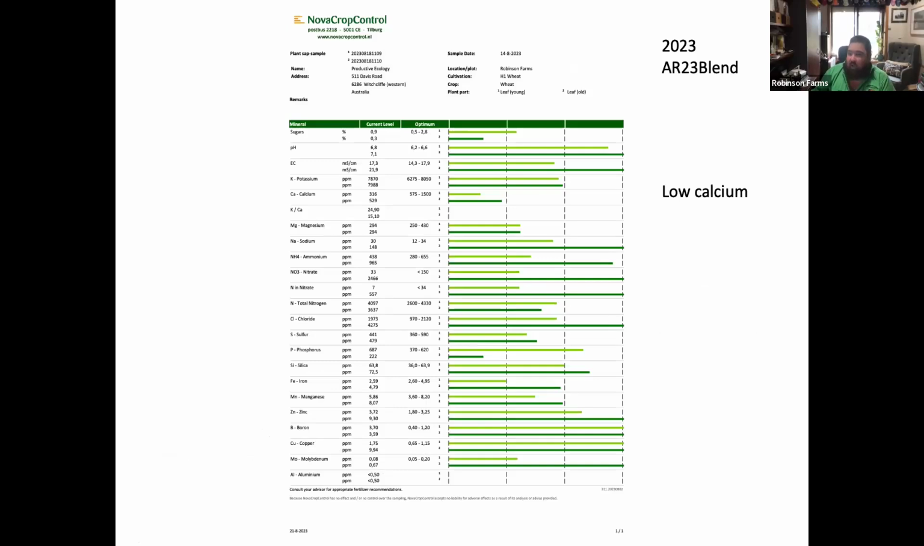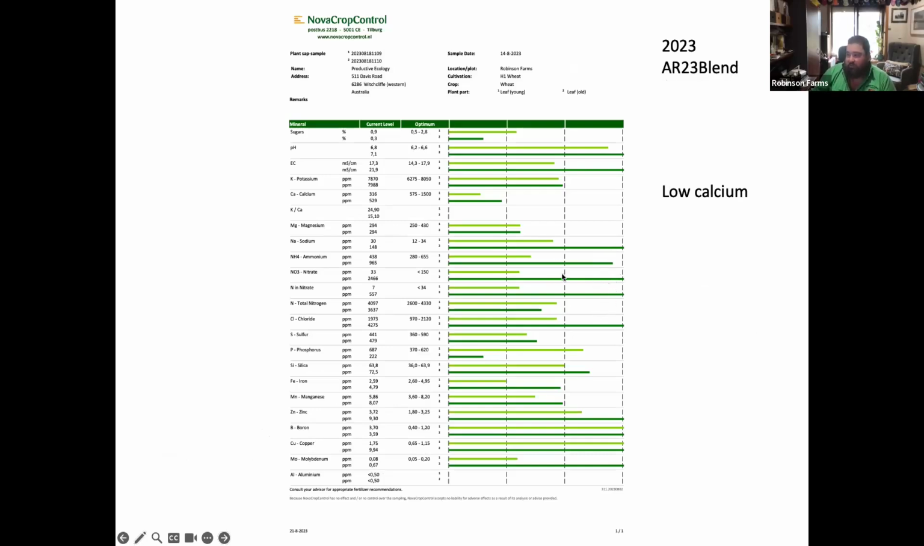This was after one of our nutrient sprays. So this is one of our nutrient sprays we make up. We call it AR23. And so what we do is we spray that out and then we go and do a sap test. And we want to make sure that the products we are putting out are working.